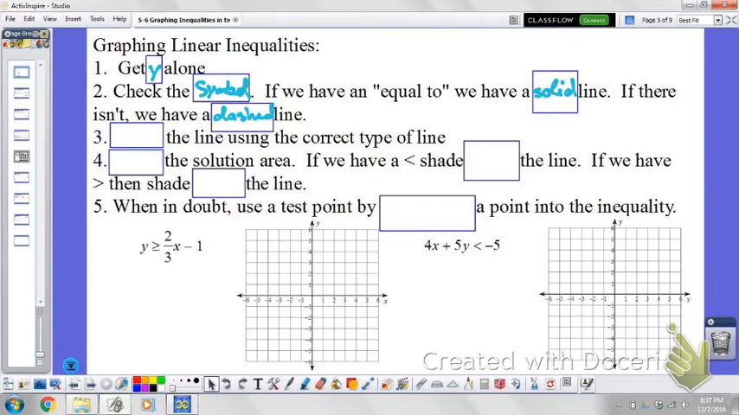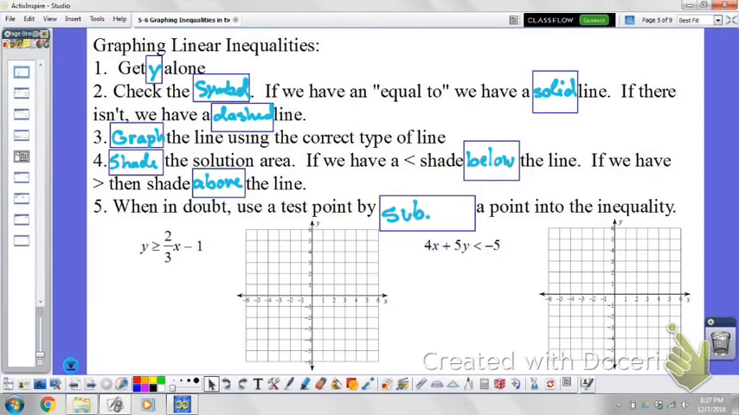Step 3 is to graph the line. So graph the line using the correct type of line, whether that's solid or dashed. Step 4 is shade the solution area. So if we have a less than, that means we're going to shade below the line. Less than means we're going to shade below the line. If we have a greater than, that means we're going to shade above the line. And then when in doubt, we can use a test point by substituting a point into the inequality.